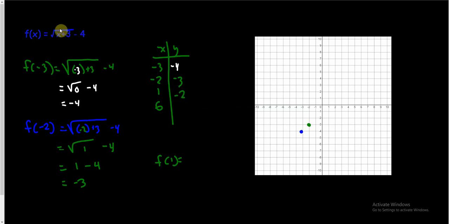Let's make sure that's right. 1 plus 3 is 4. Square root of 4 is 2. 2 minus 4 is negative 2. Yep. So we plugged a 1 in and got negative 2. And then if we plug a 6 in, 6 plus 3 is 9. Square root of 9 is 3. 3 minus 4 is negative 1. So 6, negative 1.